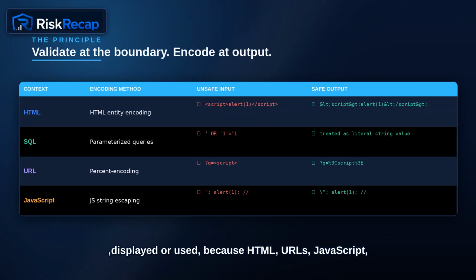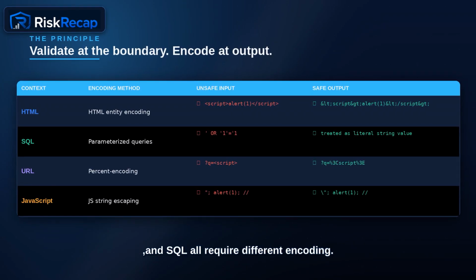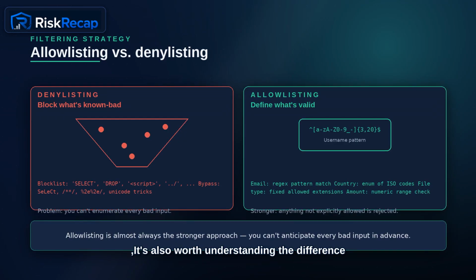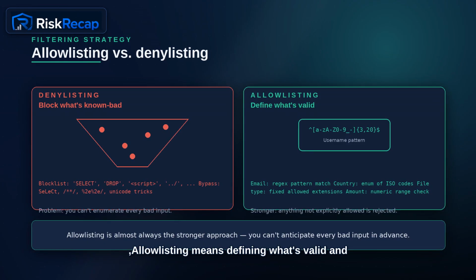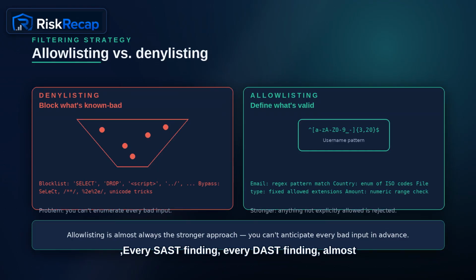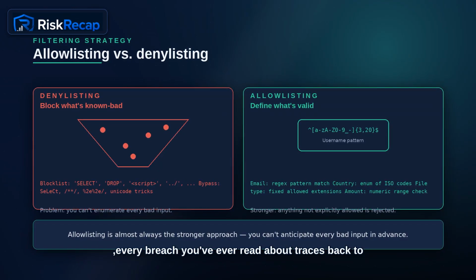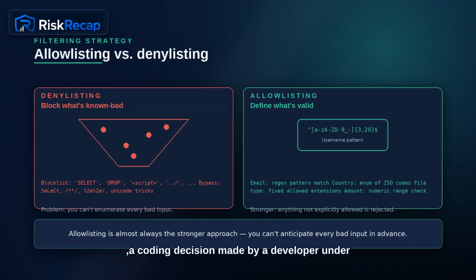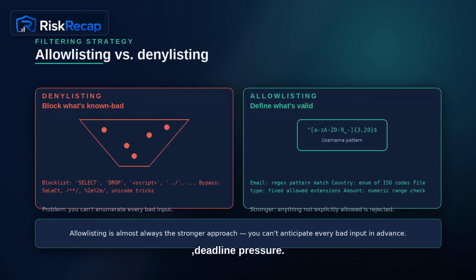It's also worth understanding the difference between allow listing and deny listing. Allow listing means defining what's valid and rejecting everything else. Deny listing means trying to block everything that's known to be bad. Allow listing is almost always the stronger approach, because you can't possibly anticipate every bad input in advance.